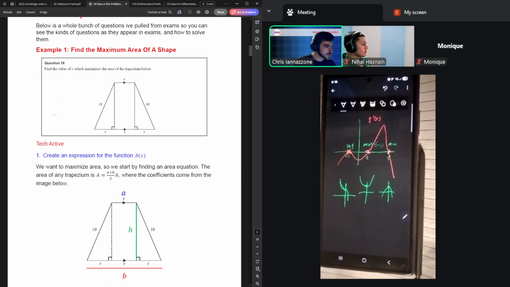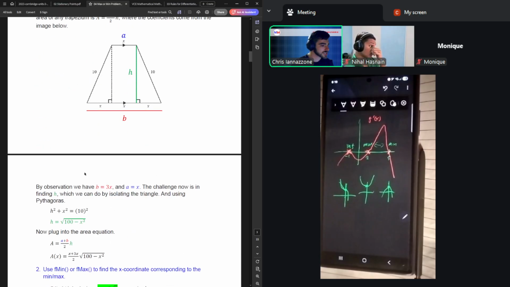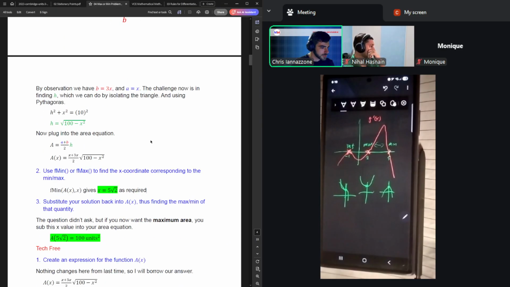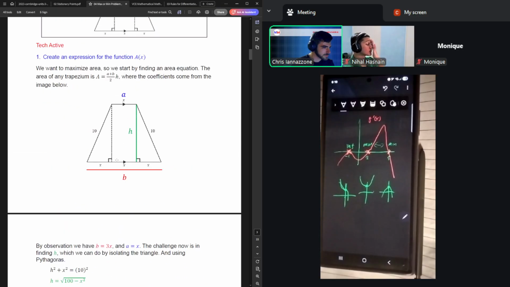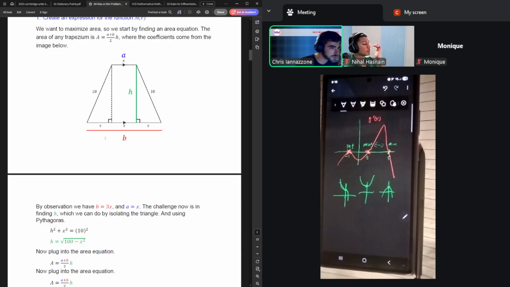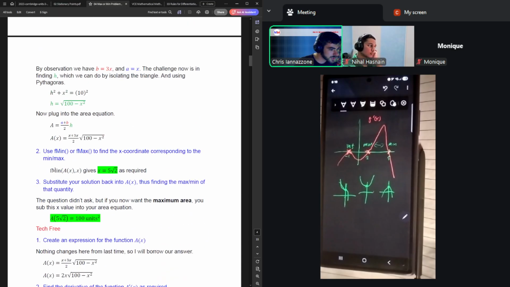This one, question 18, is a multi-choice. So this one was definitely a tech-active thing. We're going to do our fmin or fmax, depending on what we're looking for. Should that say fmin? Yeah, okay, that's a typo. We should have fmax here in this case.